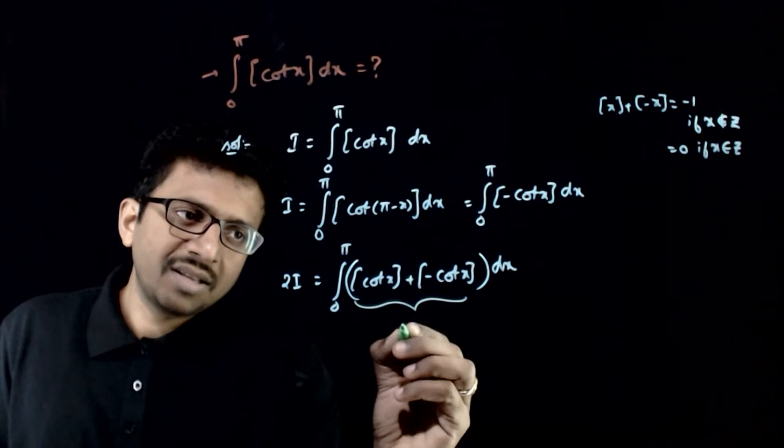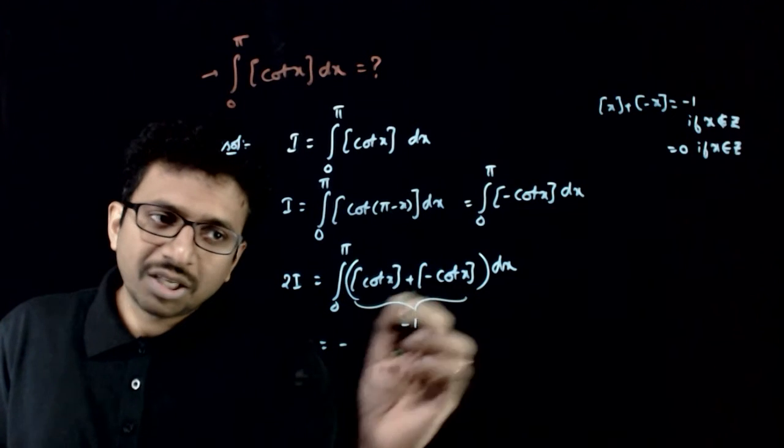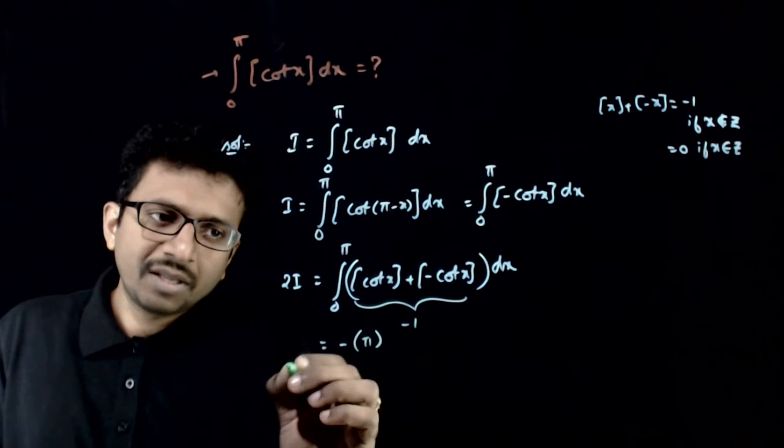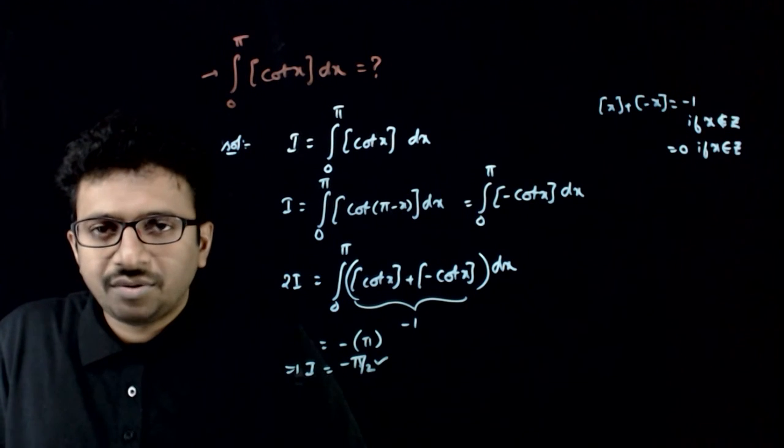So this can be taken as minus 1 dx, that is equal to minus the integral of dx, which is pi. So I is equal to minus pi by 2, which is the right answer to this question.